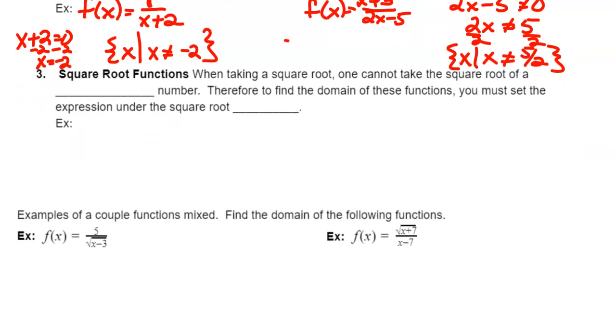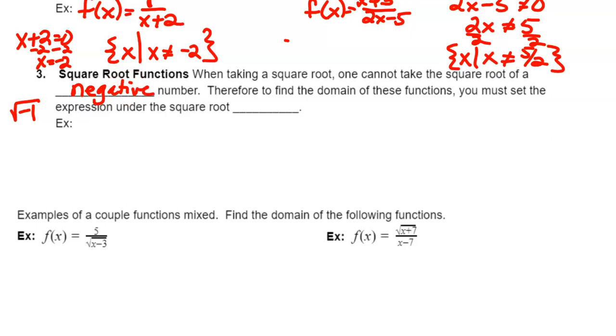All right, and our last function that we're going to look at for domain at this point is going to be the square root function. Now, we talked again in section 1.1 about how if I had the square root of -1, we couldn't do it. No number times itself is ever going to give me -1 in the real numbers. So we have to remember that we can't have negatives under there. Negative numbers don't work with square roots, okay?